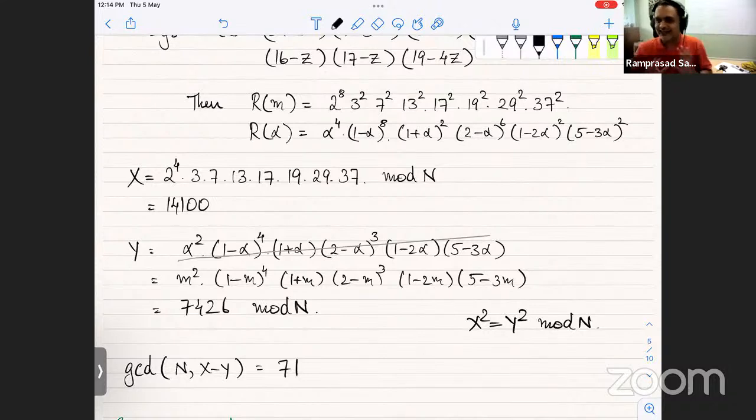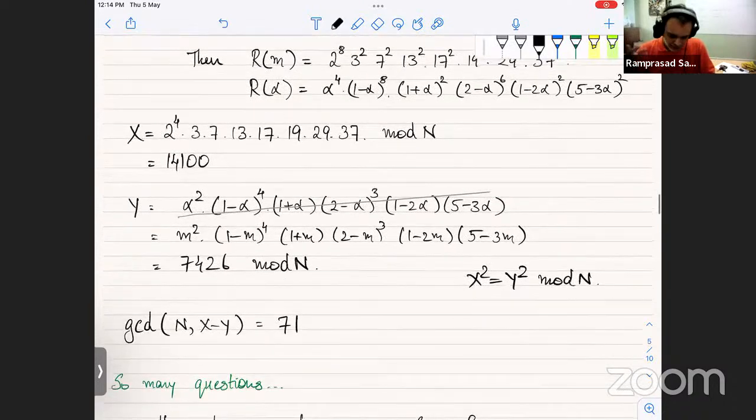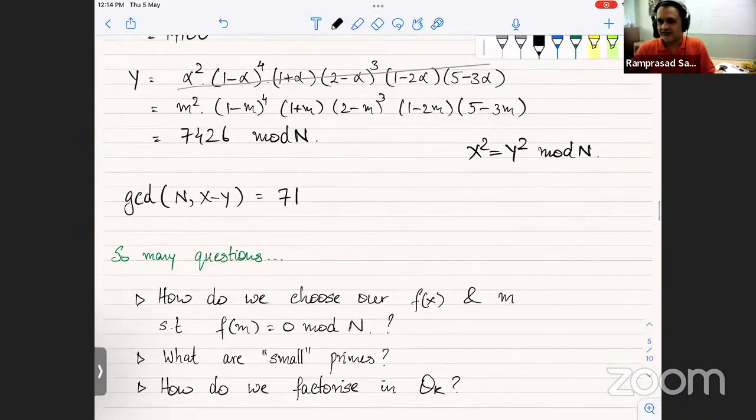So this is just a high-level picture of how a number field sieve would work, assuming somebody gave us this advice of what to do at each of the steps. Obviously, you might have a lot of questions. The first question could be, how did I choose my f of x and m? I seem to have just pulled it out of thin air. So that's question one. Second question, what do you mean by small primes? And how are you going to factorize things inside the number field? It feels like a lot of things have to go right for this to work. But besides these, do people have other questions, things that feel very mysterious and so on?